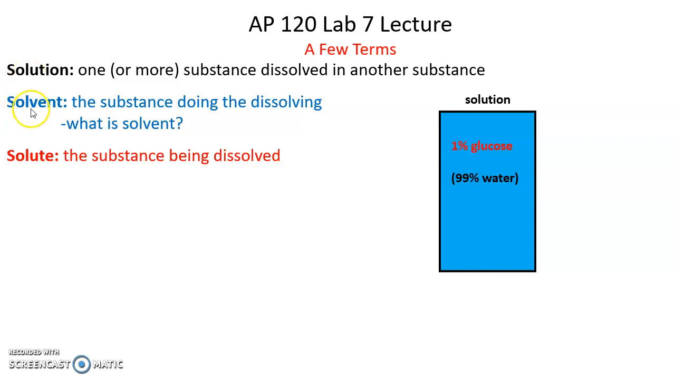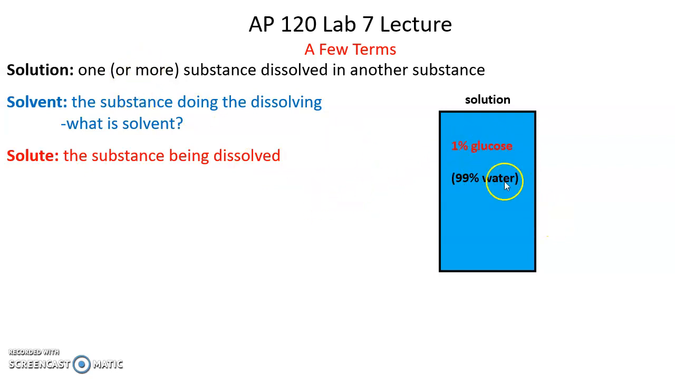All right, then you have the solvent. The solvent is the substance doing the dissolving. And what is always the solvent in our class? Hope you said water. And then the solute. The solute is the substance being dissolved. So we look over here, we have a glucose solution, 1% glucose. Glucose is the solute, water is the solvent.